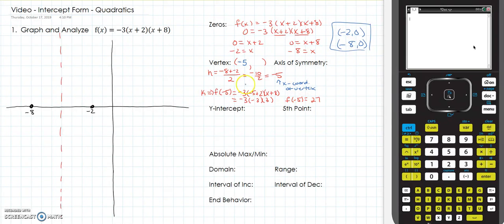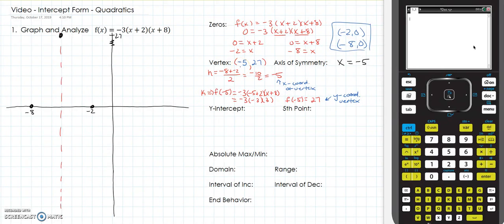So now I know my vertex, that's the y-coordinate of the vertex. So that's going to be 27. So -5, and we're going to be up here. Let's do a broken graph, up at 27. There we go. So there's my vertex at (-5, 27). My axis of symmetry we can label in, that's going to be x equals -5. My axis of symmetry is the same as the x-coordinate of my vertex.